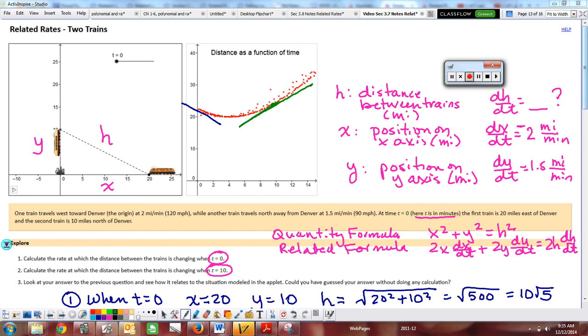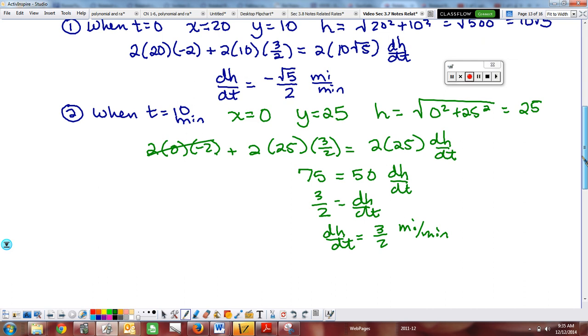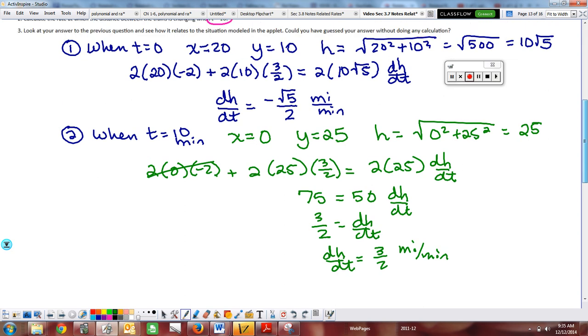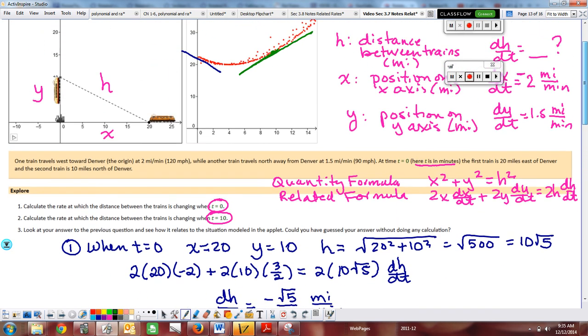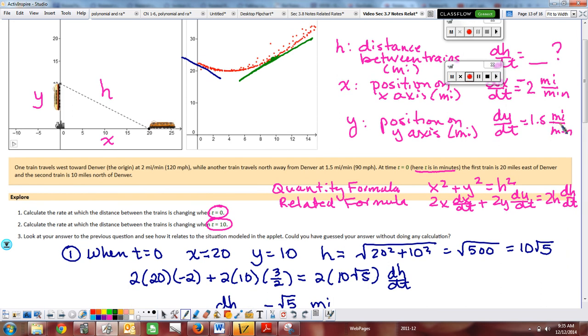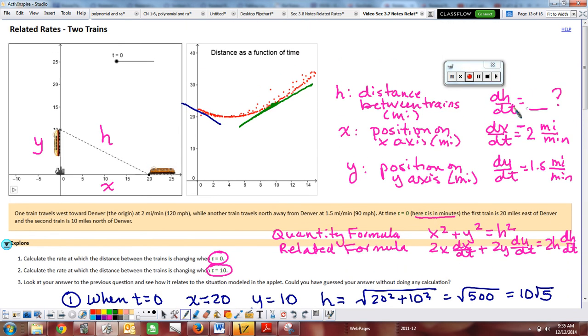All right, and then just also kind of taking a look at that, do you think it was coincidental that you ended up getting 3 halves, which did happen to be your change in y, the same value as that? Why did it end up being that the change in the h was the same as the change in the y at that moment in time?